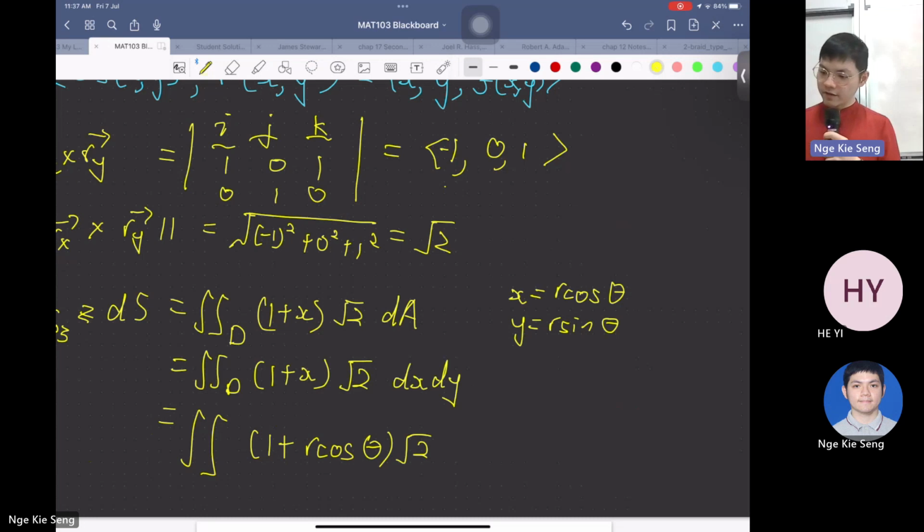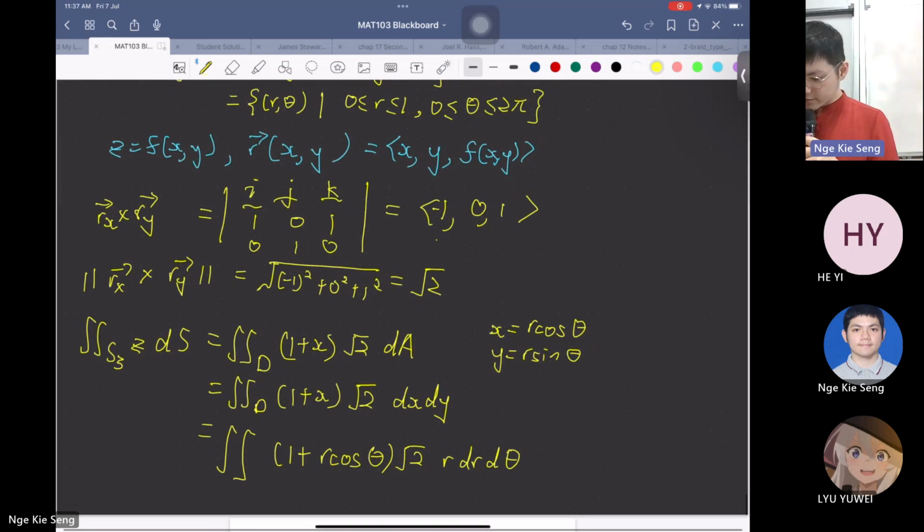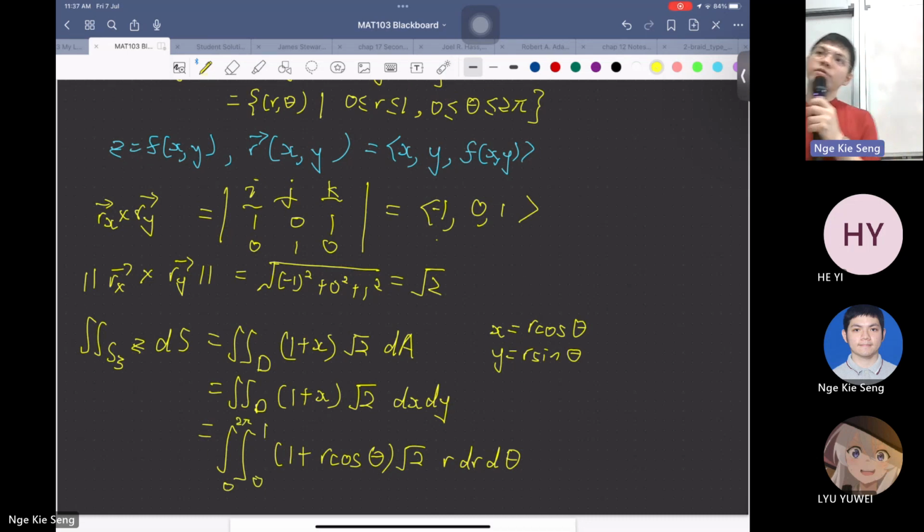So actually, the first dA is on x and y. Now we want to turn it to polar, which is r times dr d theta. So r here is from 0 to 1, and theta here is from 0 to 2 pi. You see here, we have introduced the Jacobian factor twice. You know why?